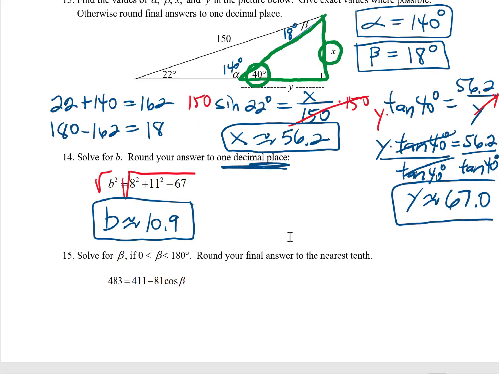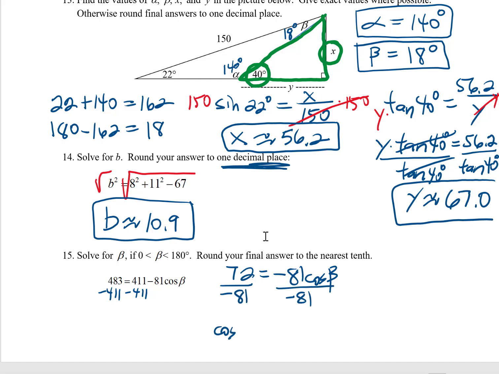And that's it. Finally, number 15, I want to solve this equation for beta. I do know that beta is in between 0 and 180 degrees. Looks like we'll be working in degrees in this problem. I've got some simple steps to take first. Subtract the 411 from both sides. That gives me 72 equals negative 81 cosine beta. And then I'll divide both sides by that negative 81.